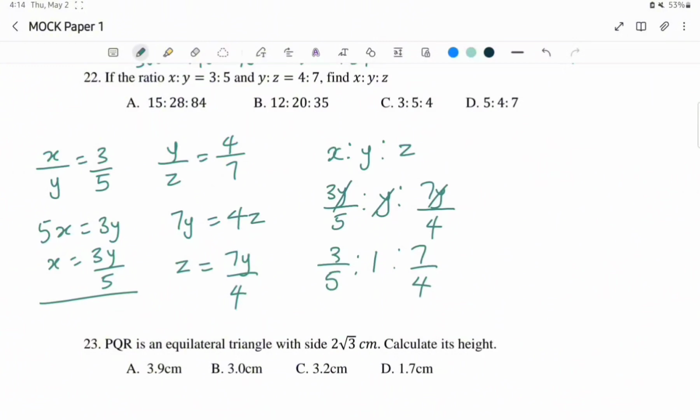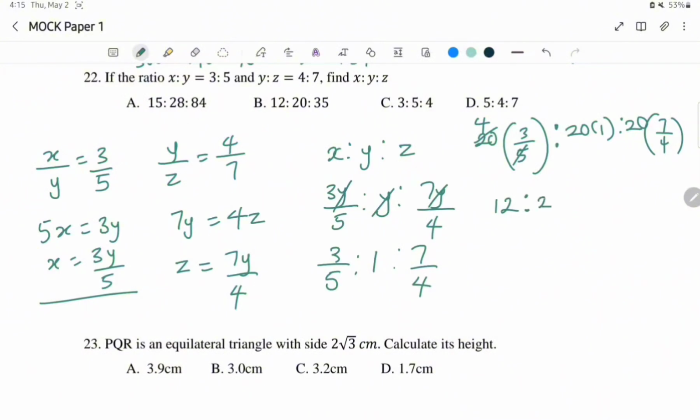But we can see that the options given to us are not in fraction form. That means we are going to convert them to whole numbers, and that's quite simple. What's the LCM of the denominators that we have? 5 and 4, the LCM is 20, so multiply all through by 20. That is 20 multiplied by 3/5 ratio 20 multiplied by 1 ratio 20 multiplied by 7/4. So 5 here 1, 5 here 4, 4 times 3 is 12, 12 ratio 20 times 1 is 20, ratio 4 here 1, 4 here 5, 5 times 7 is 35. So the answer is option B, 12 ratio 20 ratio 35.